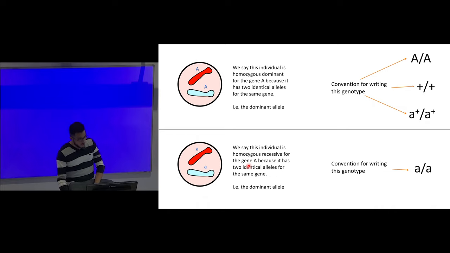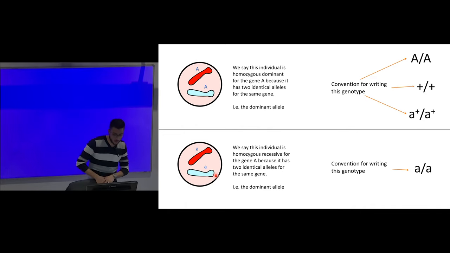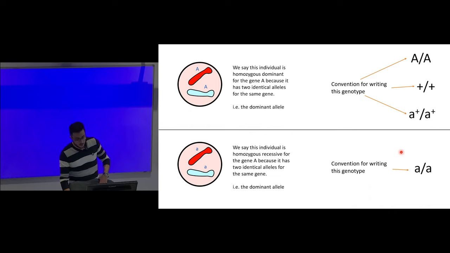If it's recessive, so two copies that are recessive, like this, so one from mom, one from dad, which are small a's, then we say that it's homozygous recessive for the gene A because it has identical alleles, okay? And then the convention for writing this genotype is only one of them, which is small a slash small a. Some people like to remove the slash. You can also just remove it. It means the same thing. So big A next to each other, it means the same thing. Okay? Clear? Better than last time?